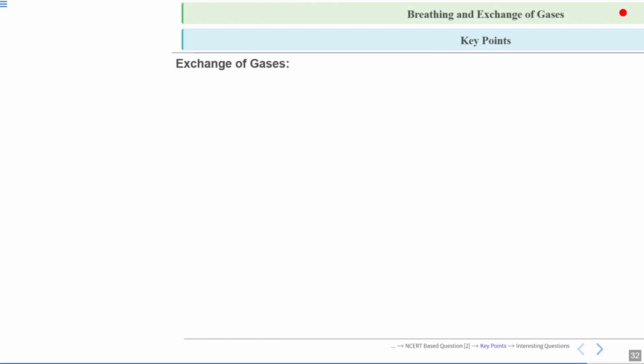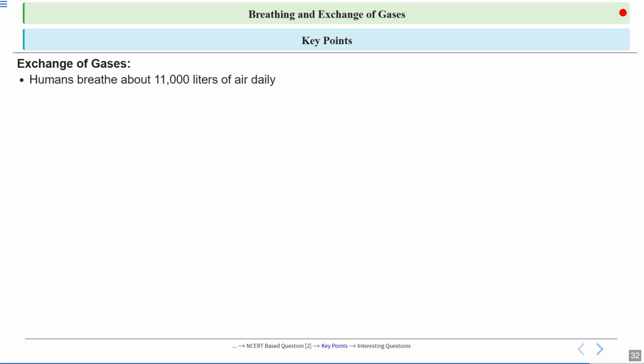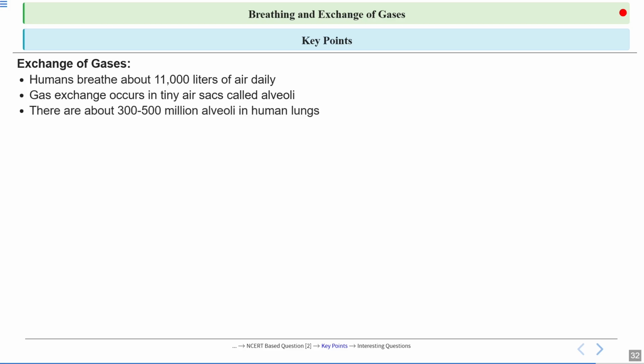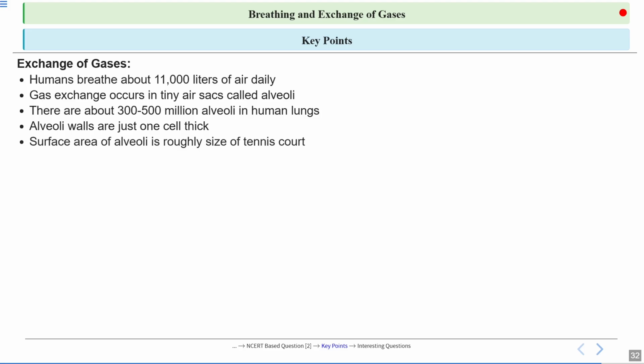Some key points: humans breathe about 11,000 liters of air daily, and gas exchange occurs in the tiny sacs that are called alveoli. These tiny sacs are present in the lungs, and there are about 300 to 500 million alveoli in human lungs. Now see the numbers. Alveoli walls are just one cell thick, so it facilitates the exchange of gases. The surface area of alveoli is roughly the size of a tennis court.